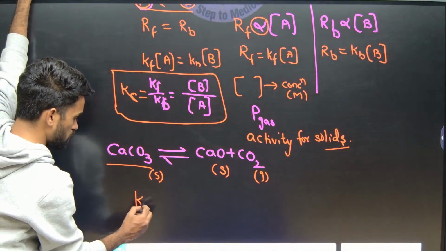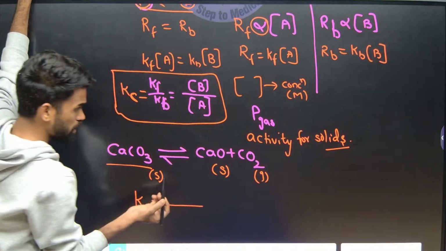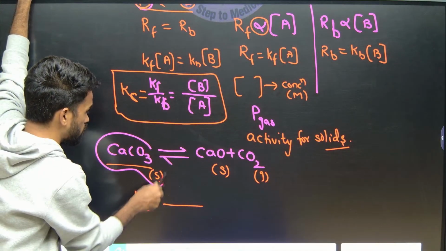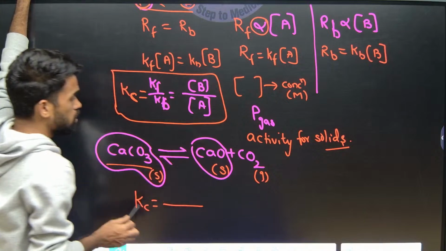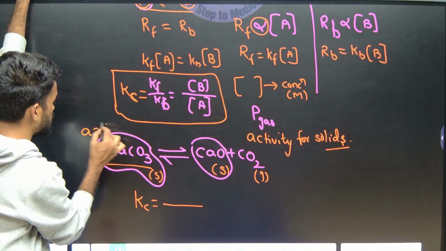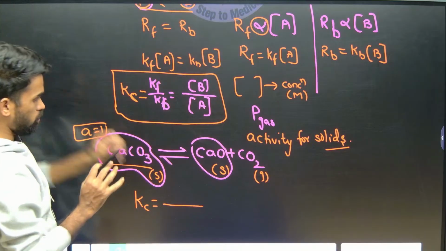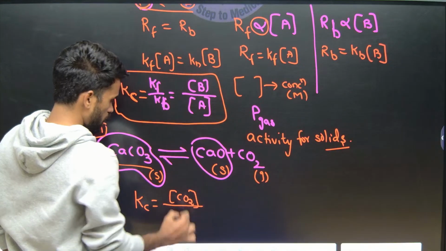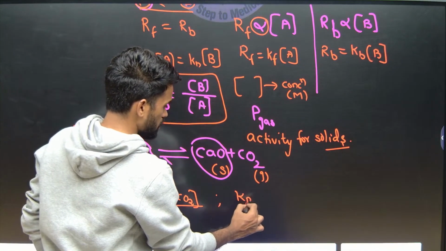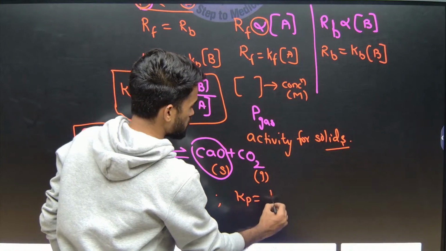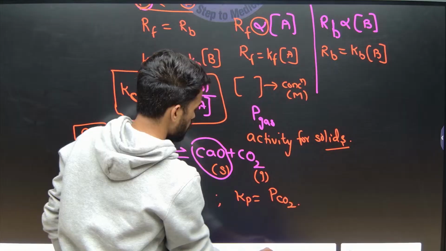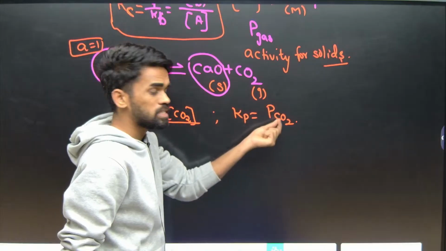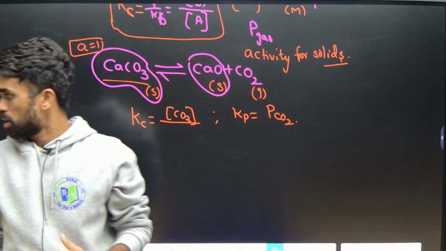Now if I want to write the equilibrium constant, what will be the general approach? Concentration of product by concentration of reactant. Whenever a solid substance is involved, its activity or concentration is considered as unity, 1 you can say. So what is the other part we have? This one. So you just write the concentration of CO2. If I want to write in terms of partial pressures, Kp will be equal to the partial pressure of CO2, that's it. Kc expresses in terms of molar concentration, Kp in terms of partial pressure of reactants and products.